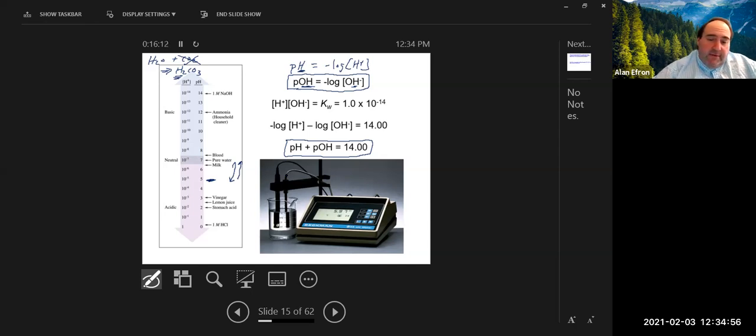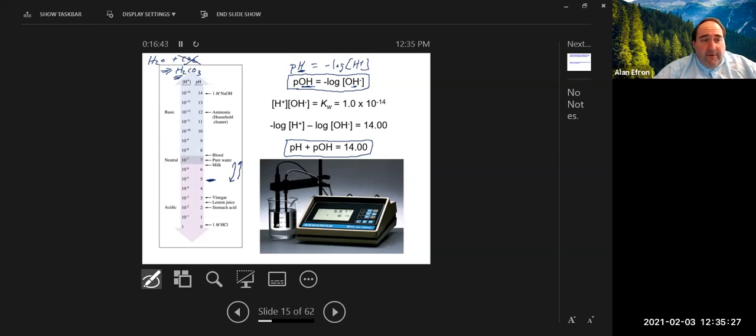It should be noted that when you're trying to determine whether or not the solution is acidic, basic, or neutral, you probably should be looking at the pH value, because that is the scale most people have in their head. The pOH runs opposite of the pH scale, which means if you have a low pH, you have a high pOH, and vice versa. If you have a high pH, you have a low pOH. So they do run opposite of each other.